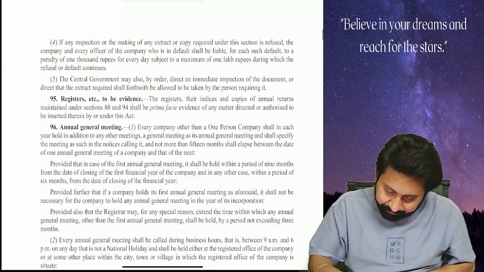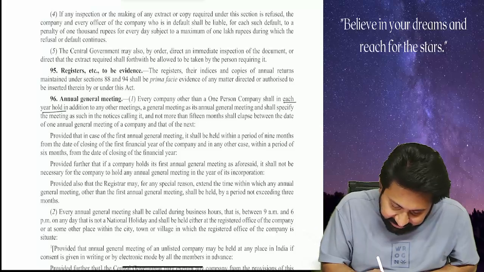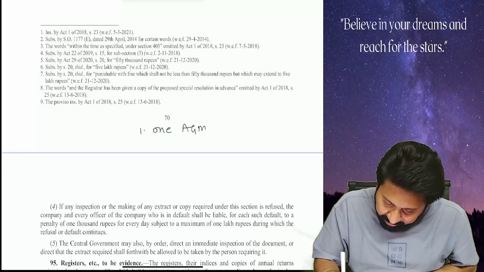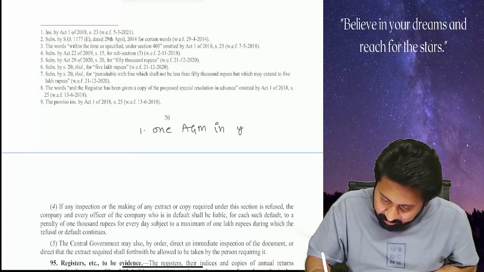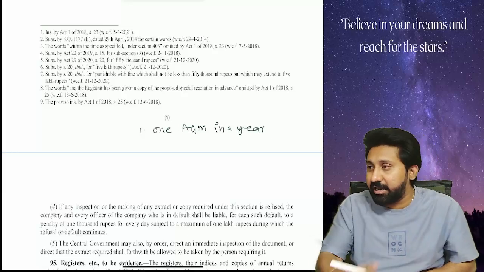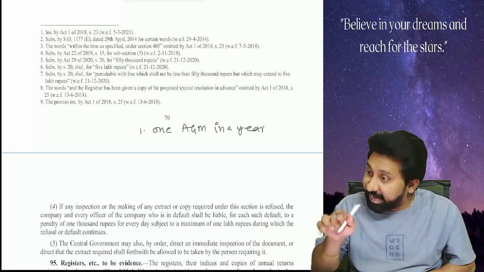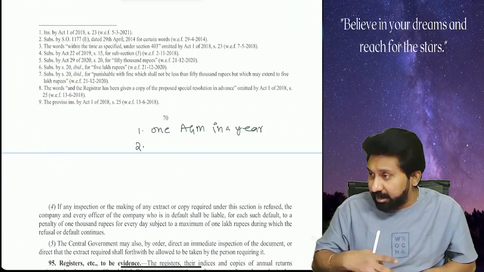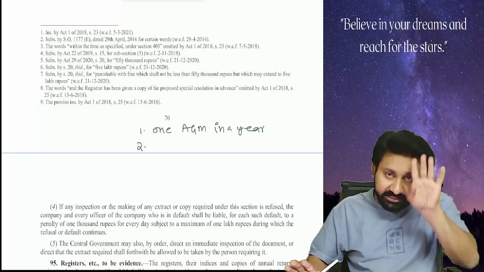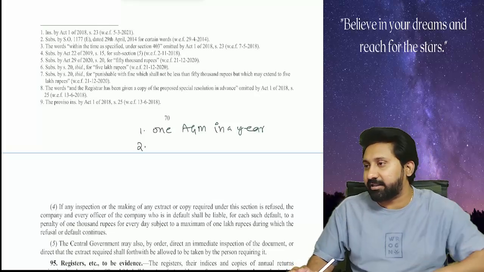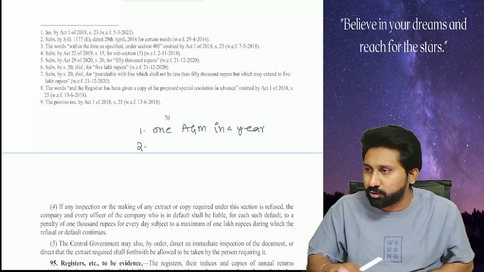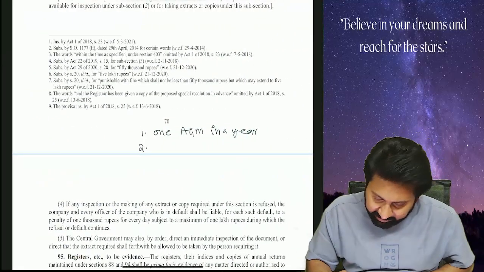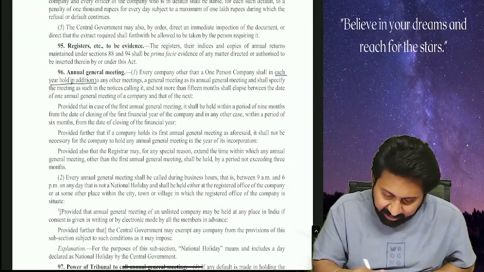Number 1. Each year one meeting must be there. One AGM in a year. They use the word year, not financial year, calendar year. Regular classes I used to take half an hour to explain this. Year means a calendar year. Financial year means financial year. That's all. Don't interpret and use both synonymously. That's a different interpretation. This is not the time to learn about them. Next, one AGM in every year. That is one condition.